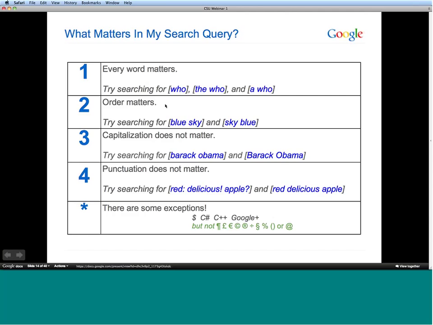Another thing that doesn't matter is punctuation. For the most part, we can't see anything. So if you're looking for something with a percent sign, Google won't actually see it, so you need to find a workaround. Parentheses don't have any impact, but there are some things we can see. Let me show you an example.